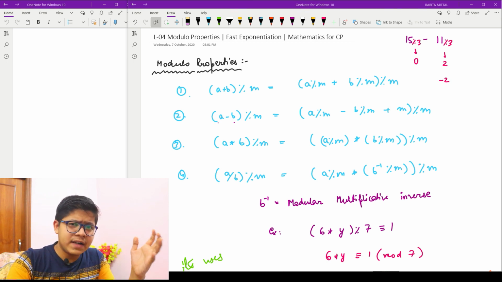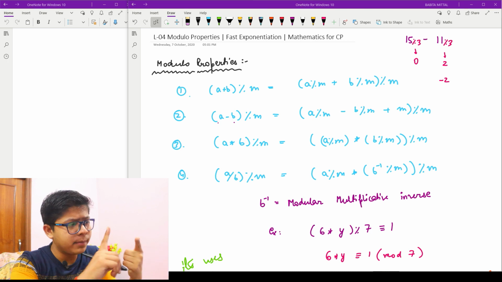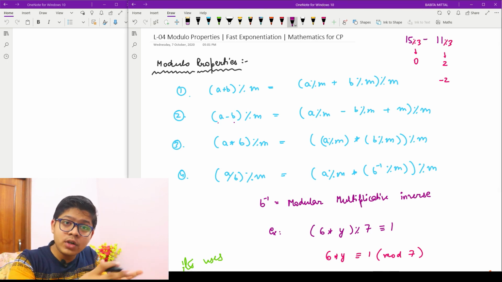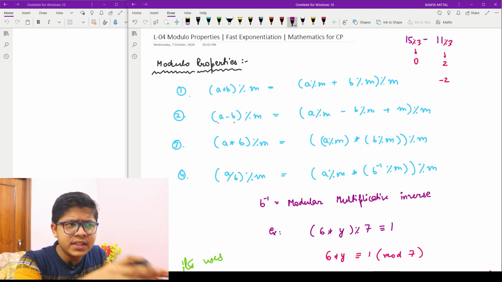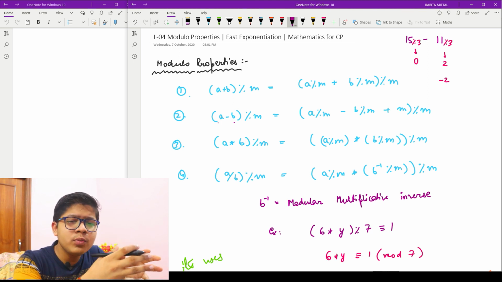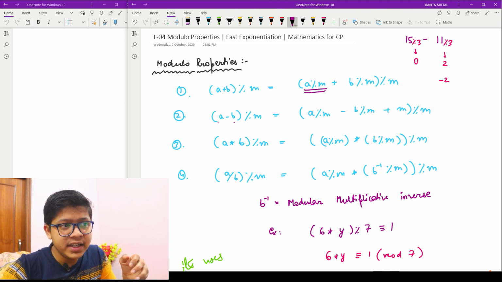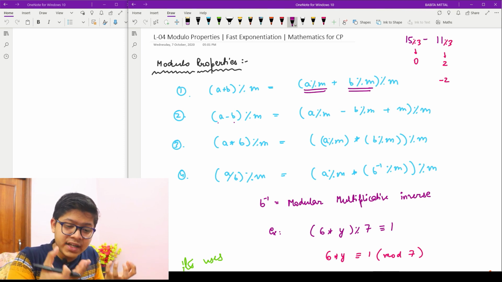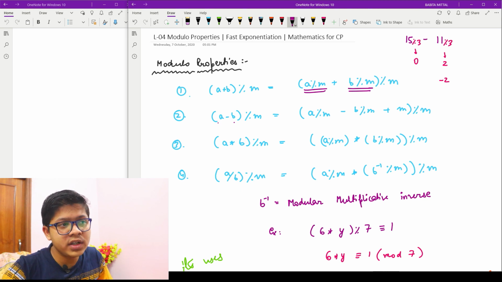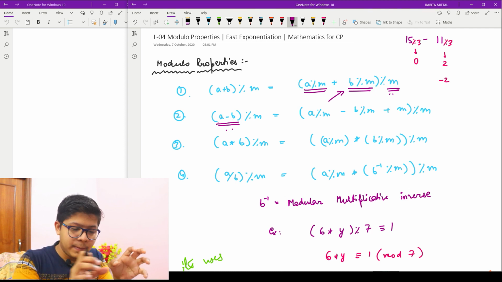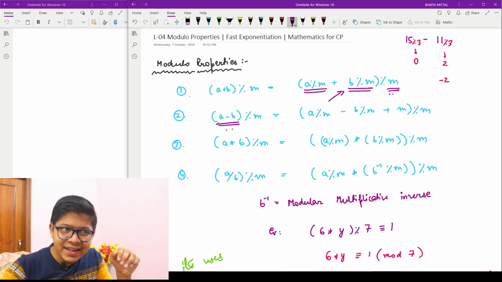As we know, we have four major operations, which are plus, minus, multiplication and divide. If I need to compute (a + b) mod m, then I will take the individual modulo of these numbers a and b. Then I will add those results and again take the modulo of the whole result which I obtained. If I want to do (a - b) mod m, then I will do a mod m minus b mod m, then I will add m.